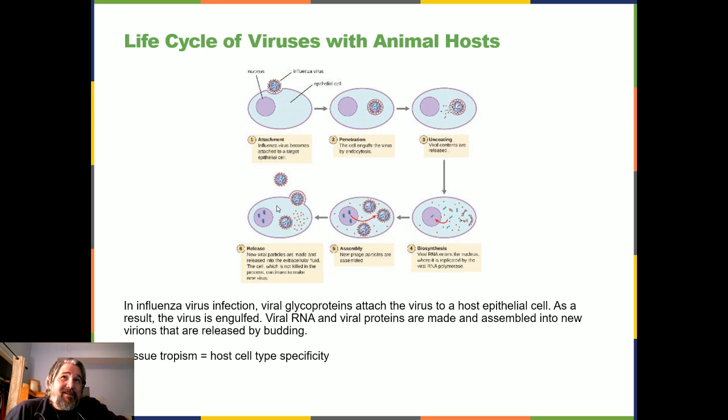There is a feature of the immune system that can help identify the cells that are doing this and tag them for destruction. We'll get into that later in the semester for sure. So it's the viral glycoproteins that attach to the host epithelial cell, and that induces endocytosis. Then the viral RNA and viral proteins are made into new virions that are released by budding. Tissue tropism is a term used to describe host cell type specificity, and the tissue tropism involved with influenza tends to be epithelial cells.